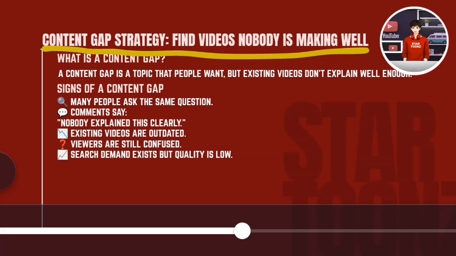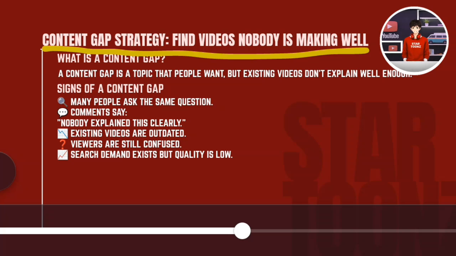For example, imagine there's a tutorial called How to Start YouTube Automation. The video has millions of views, but the comments are full of people saying, "You skipped important steps. This is too advanced. Can you explain it for beginners?" Now you've discovered a content gap. Instead of making the same tutorial, you create YouTube Automation for Complete Beginners, Step by Step, 2026 Guide. Same overall topic, much better execution.